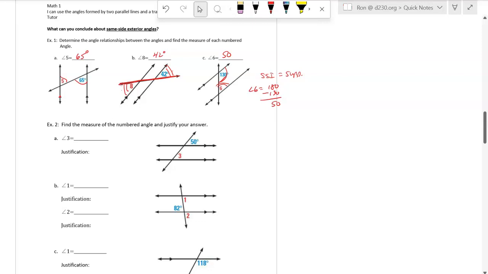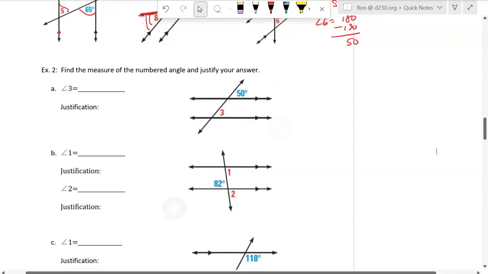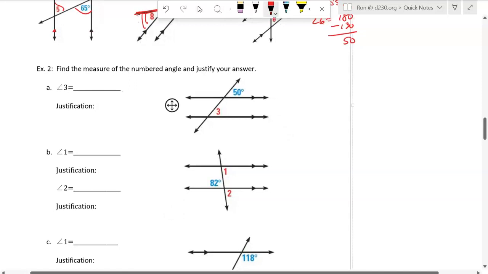Now, for example 2, what they want you to do is find the measure of the angles and then justify your reasoning. Now, I don't know if I made it clear before, but these angle relationships are only congruent or supplementary if the given lines are parallel. If they're not parallel, these angle relationships won't exist.